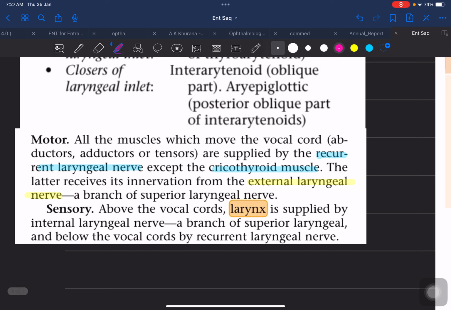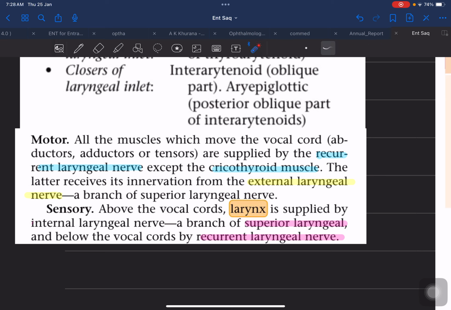One is the internal laryngeal nerve, which is the branch of the superior laryngeal nerve, and another is, we can simply memorize it as the superior laryngeal nerve and recurrent laryngeal nerve. Recurrent laryngeal nerve below the vocal cord, and superior laryngeal nerve, as the name suggests, above the vocal cord. I think we are clear now, right? Okay, these were the motor and sensory supply of our intrinsic muscles.